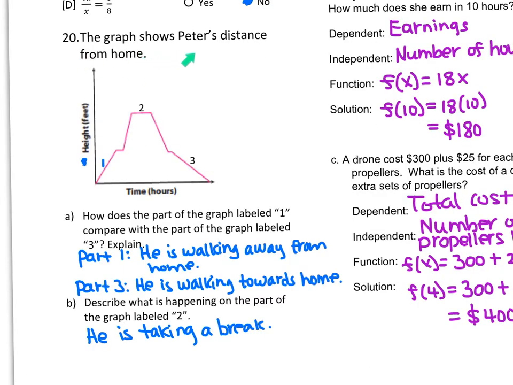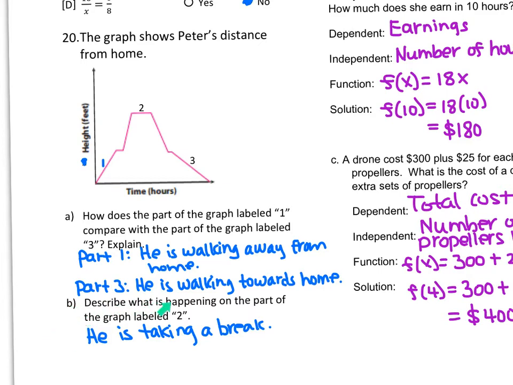On number 20, the graph is showing Peter's distance from home. So here's home. And if we go up, we're walking away from home. And when we're coming back towards home, this is coming towards home. So how does the part of the graph labeled 1 compare with the part of the graph labeled 3? So in part 1, Peter is walking away from home. But in part 3, Peter is walking towards home.